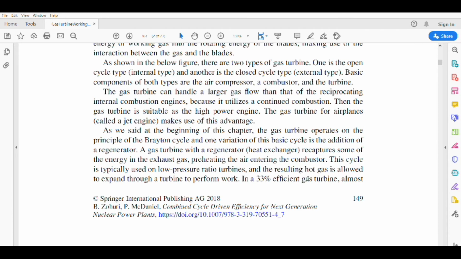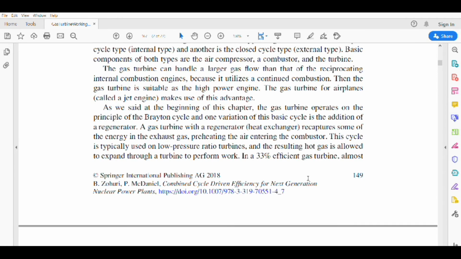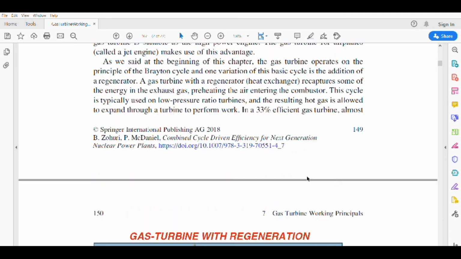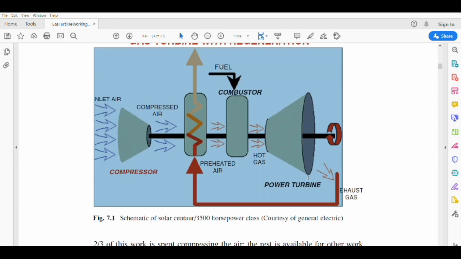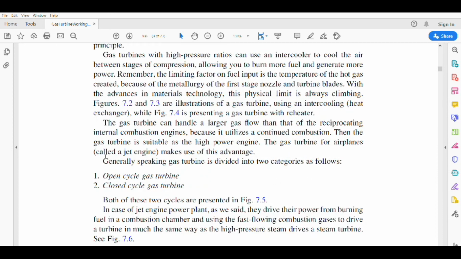A gas turbine can handle a larger flow than that of the reciprocating internal combustion engine because it utilizes continuous combustion. Then the gas turbine is suitable as a higher power engine. The gas turbine for airplanes, called a jet engine, makes use of this advantage. The gas turbine situated in a jet plane uses this kind of concept for the most part. Generally speaking, there are two gas turbines: one open cycle and the second closed cycle gas turbine.